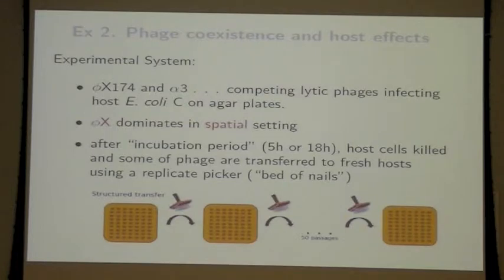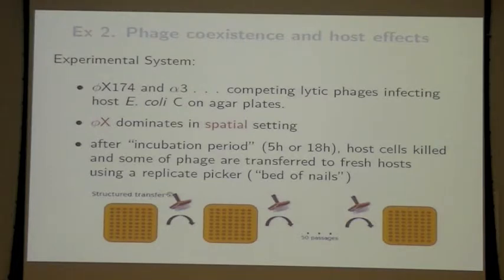So this was an experimental system that Holly developed, where we serially transferred on agar plates two different kinds of phage. So it was phi X174 and alpha 3, both lytic phages, and they have a common host, E. coli. So these were grown on these plates for a certain incubation period. And then after a few hours, the phage basically cleared the lawn of host cells. And you have to keep the evolution going, you have to transfer to fresh host cells.